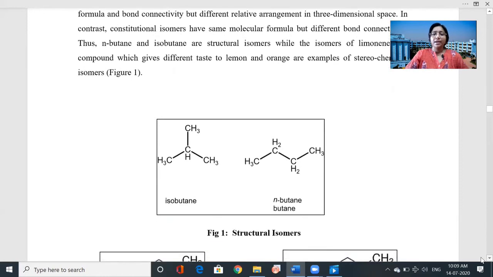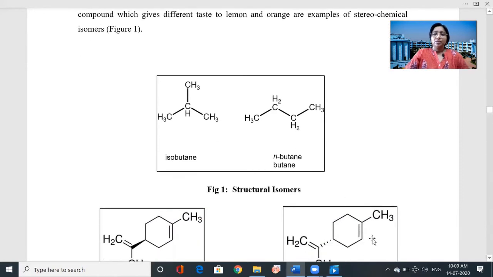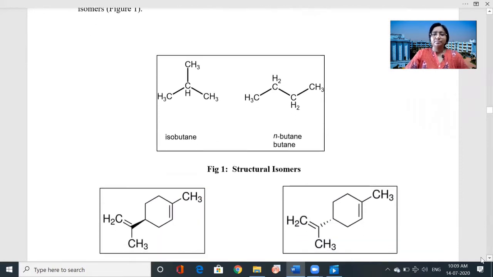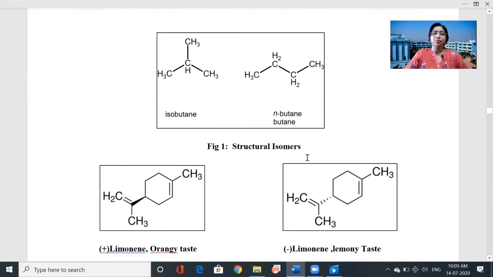Here you can see the examples. The first one is structural isomers. If you count the number of carbons and the number of hydrogens, they are similar. Here there are 4 carbons. Here in the second picture also there are 4 carbons.